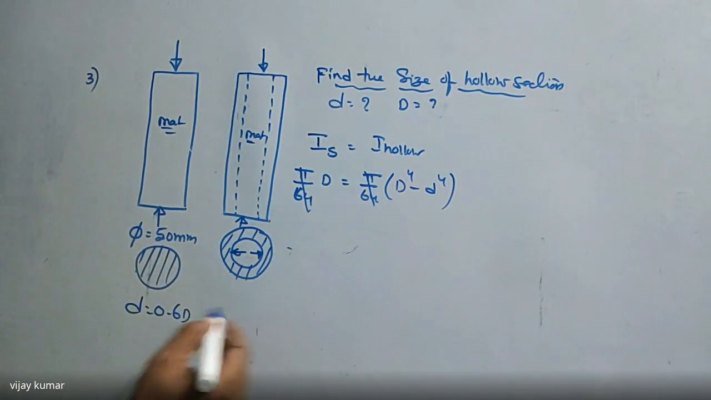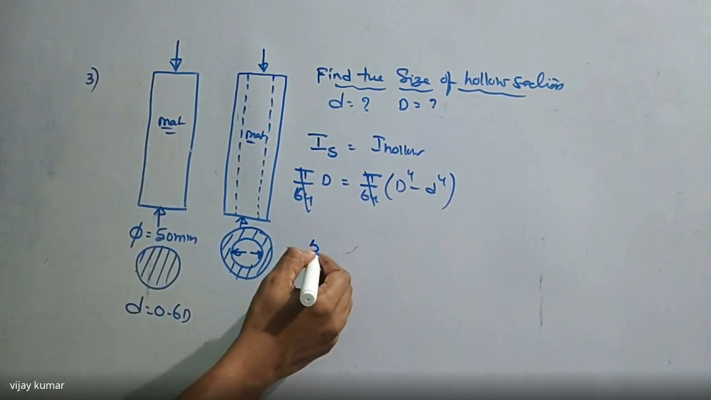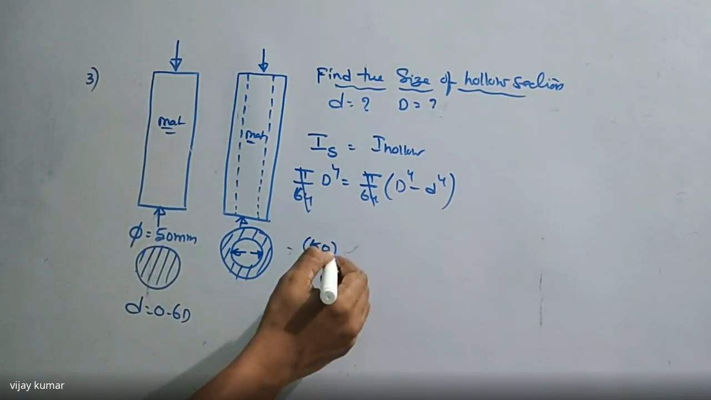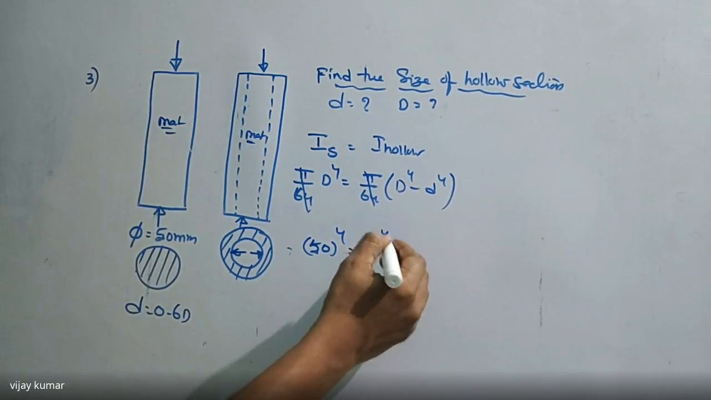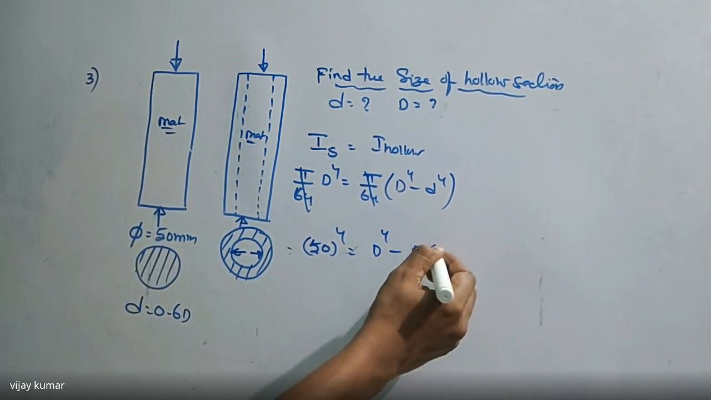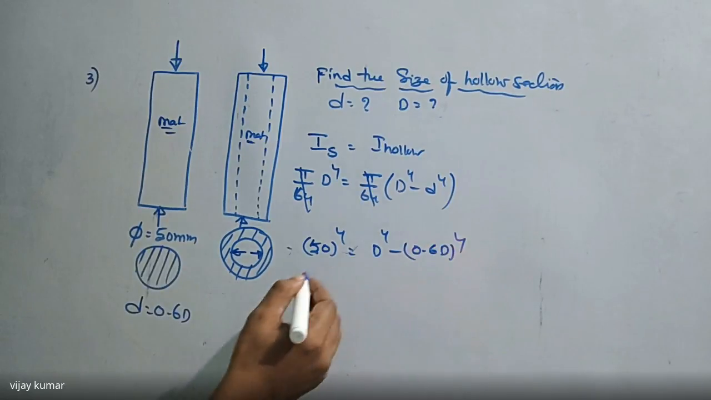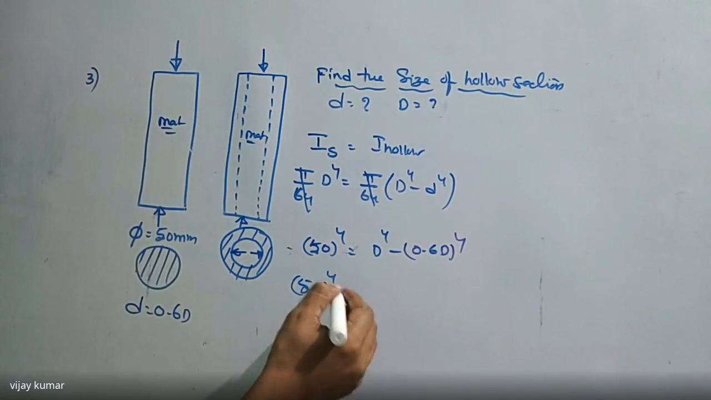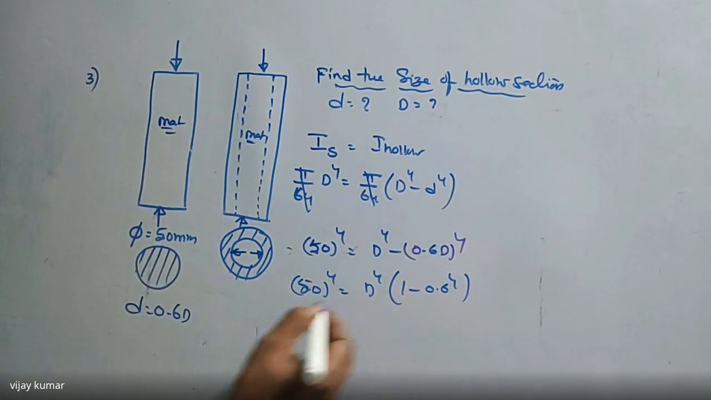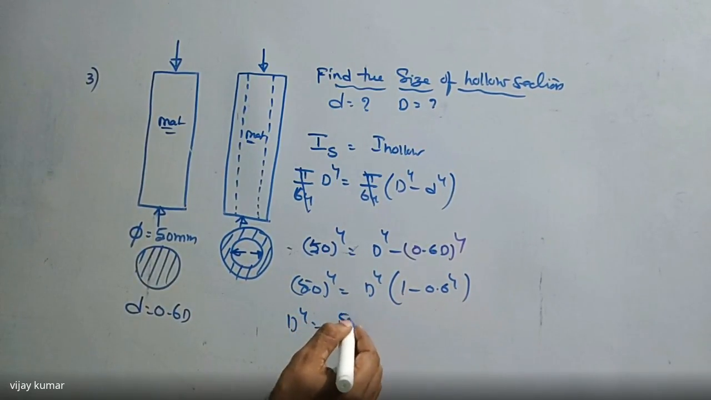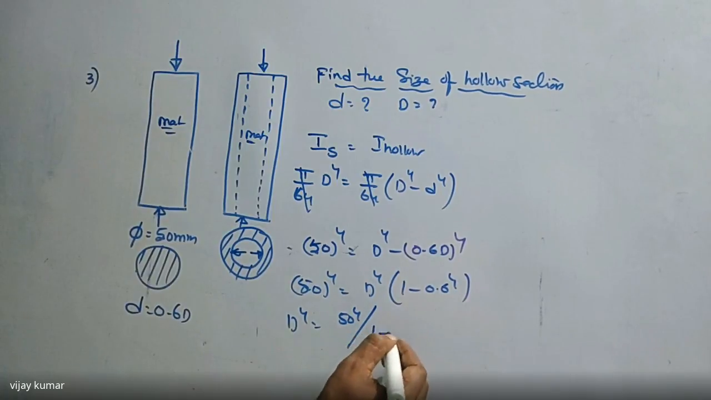Pi by 64 on both sides is cancelled. So here 50 power 4 is equal to capital D power 4 minus 0.6 times capital D power 4. So 50 power 4, capital D power 4 is the common factor, then 1 minus 0.6 whole power 4. Then D power 4 is equal to 50 power 4 divided by 1 minus 0.6 whole power 4.